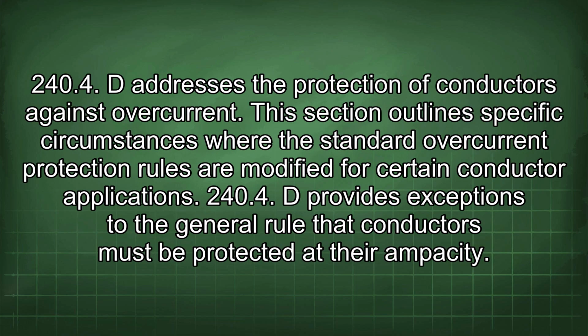240.4(D) addresses the protection of conductors against overcurrent. This section outlines specific circumstances where the standard overcurrent protection rules are modified for certain conductor applications. 240.4(D) provides exceptions to the general rule that conductors must be protected at their ampacity.